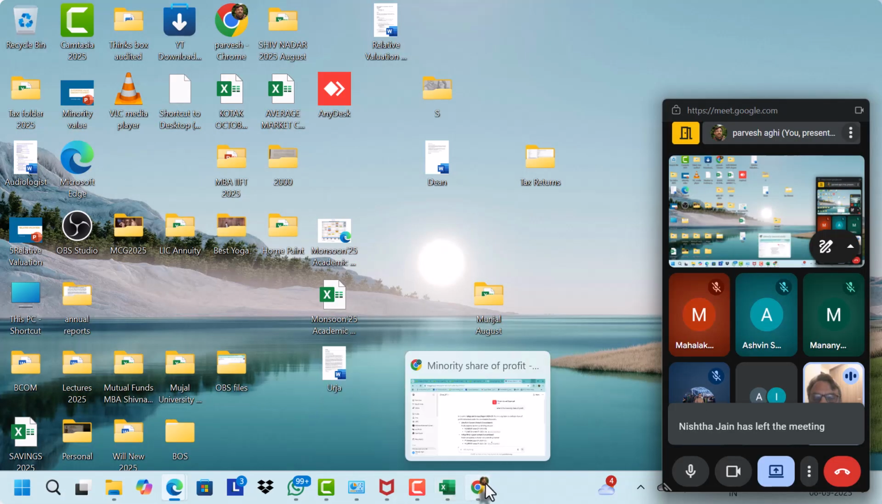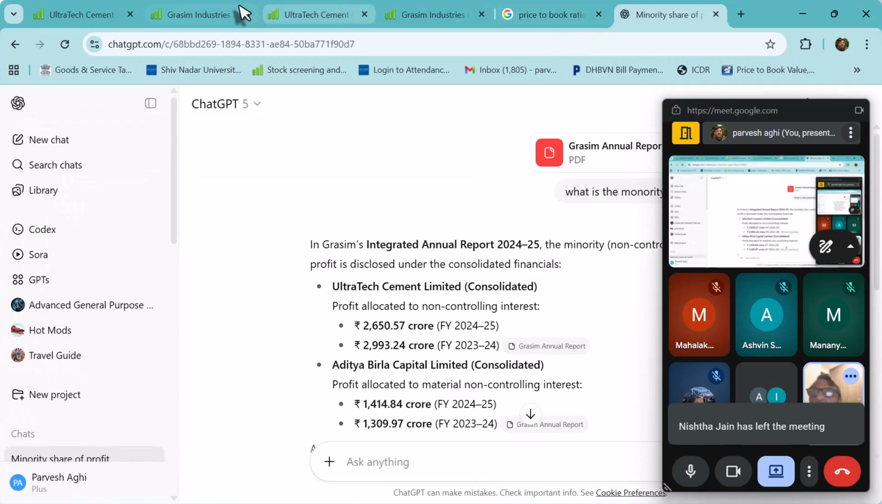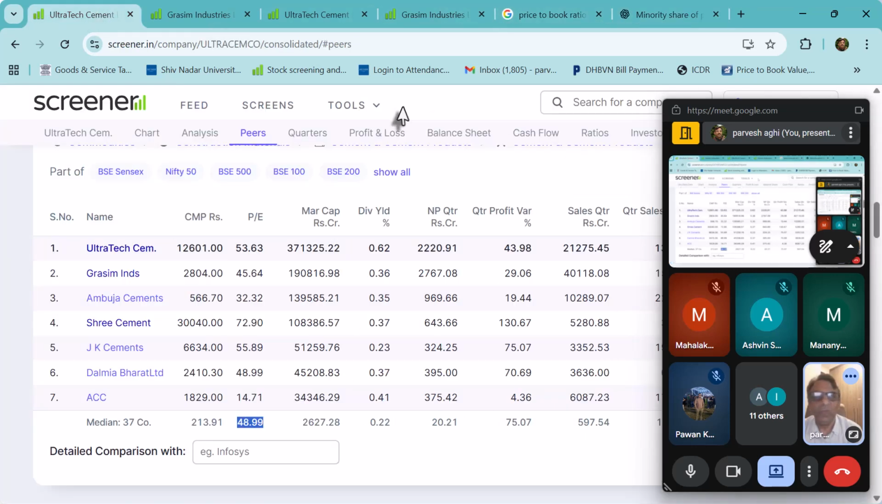And look at the peer group, what we're talking about. Okay, so I can now see all of you also. So, JK Cement or Shri Cement, 72.90. So it means two things. Again, Shri Cement may be having a very good growth compared to the industry. So that's why it is valued higher than the industry.